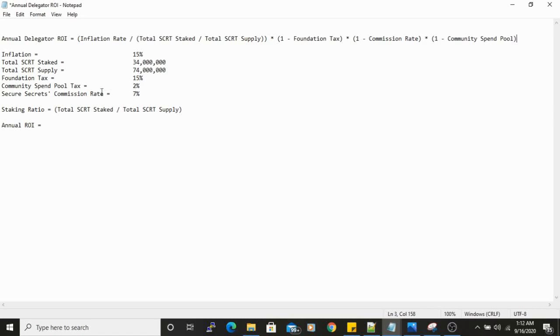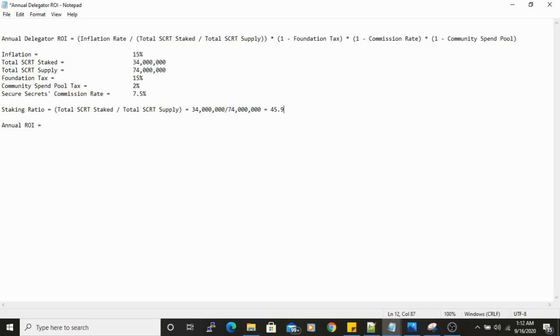Interesting to note, inflation in the secret network is capped at 15% and the floor is 7%. It is variable based off of the staking ratio, so that's something to keep track of. For this tutorial, we use 15% for inflation, but note that it can be different. So the staking ratio, let's go ahead and do that calculation quick. It's 34 million divided by 74 million, which is 45.9%.